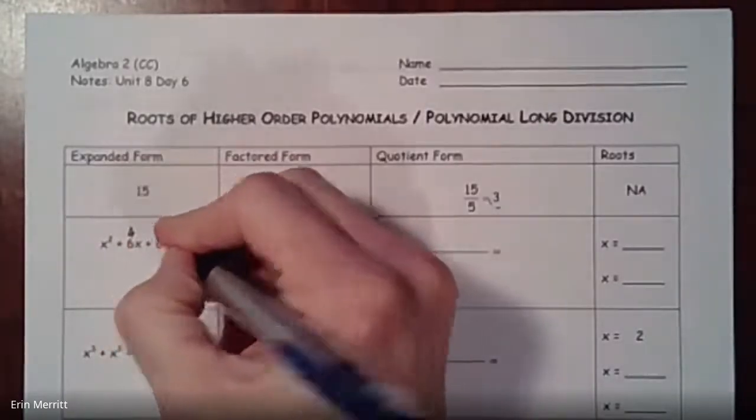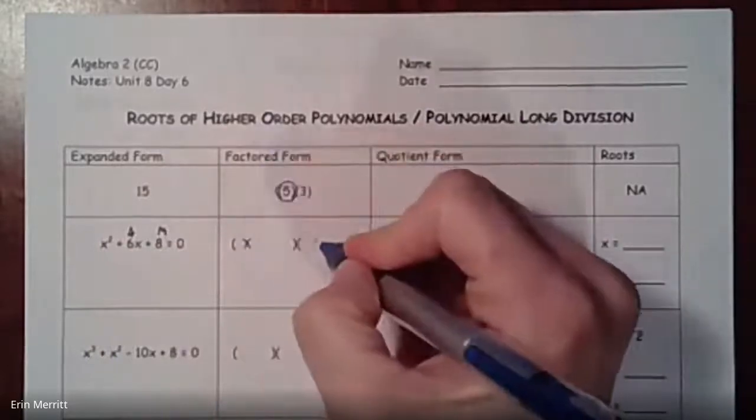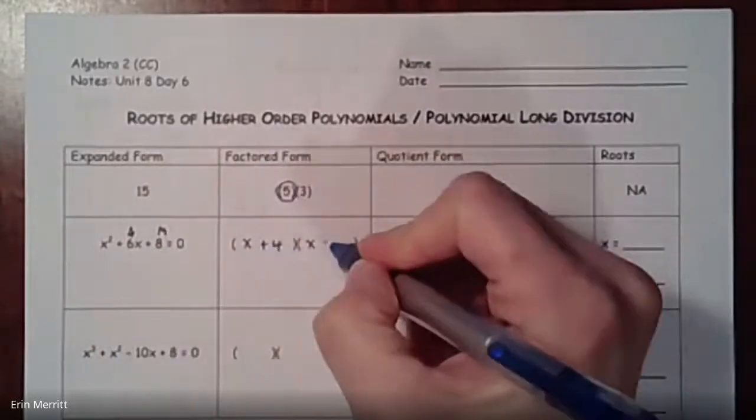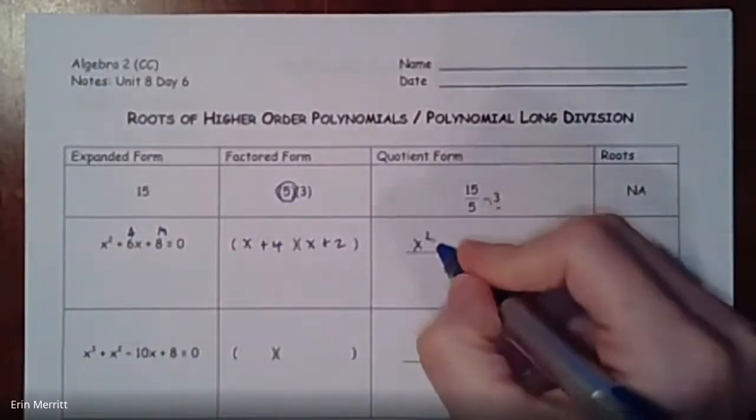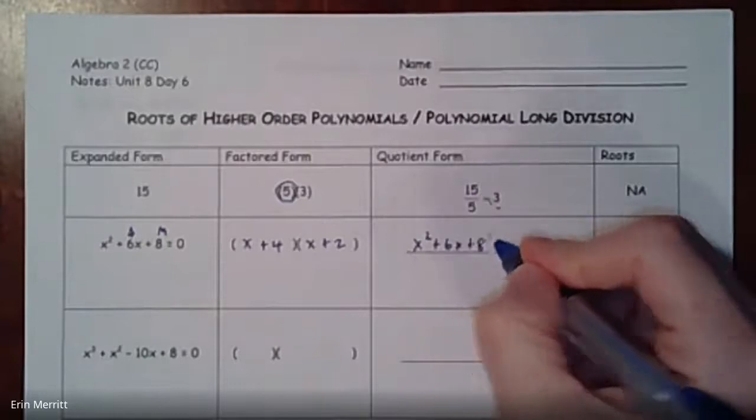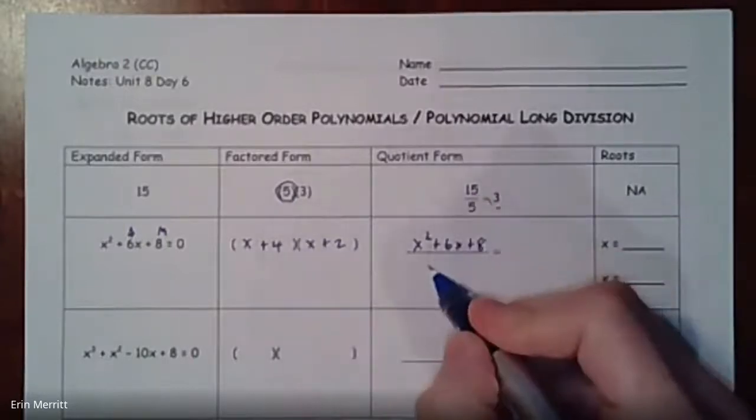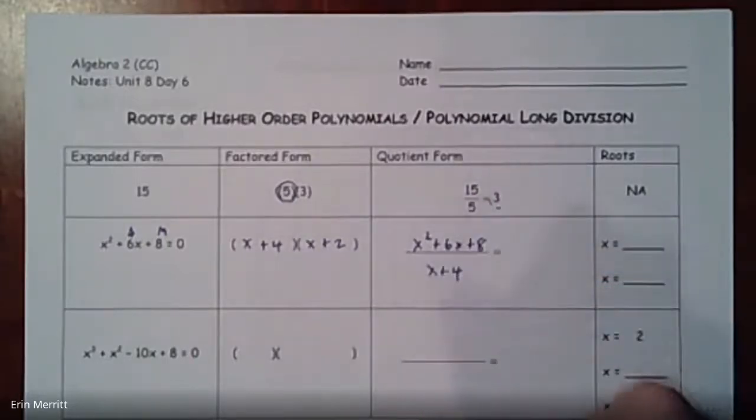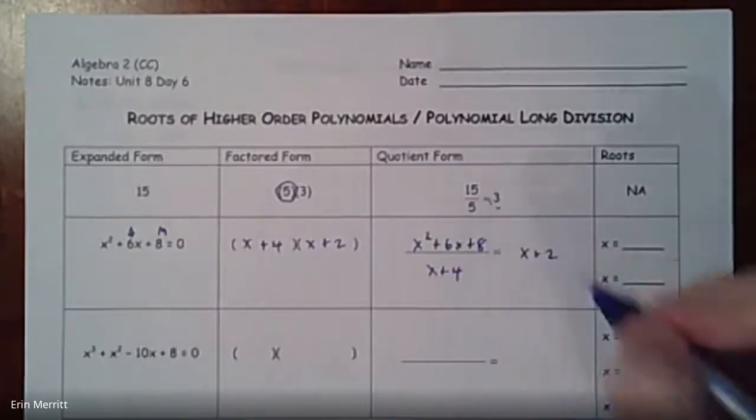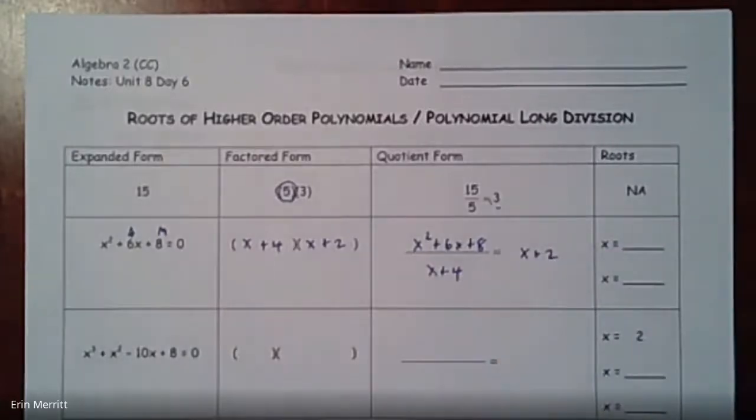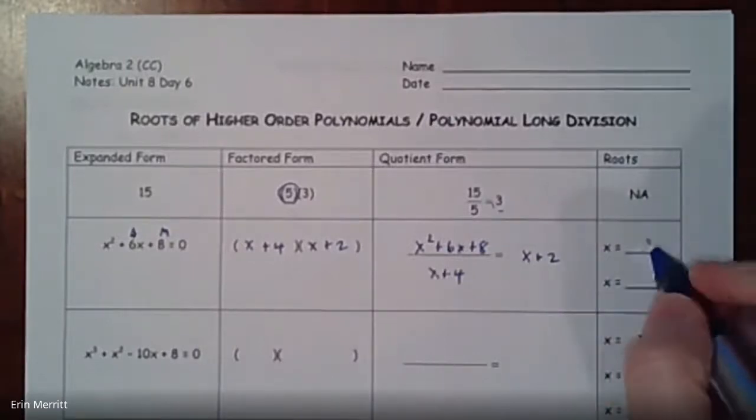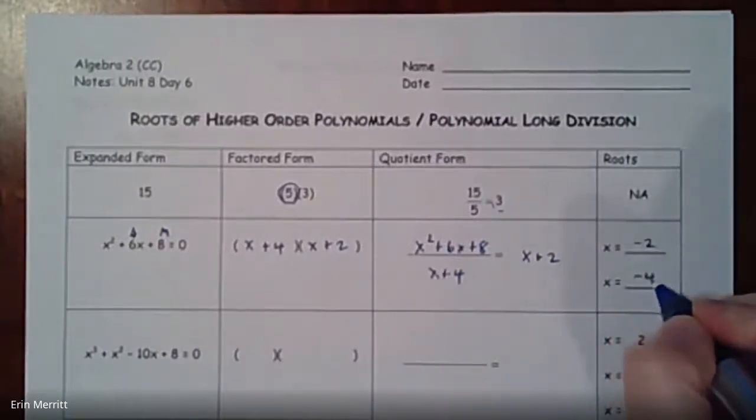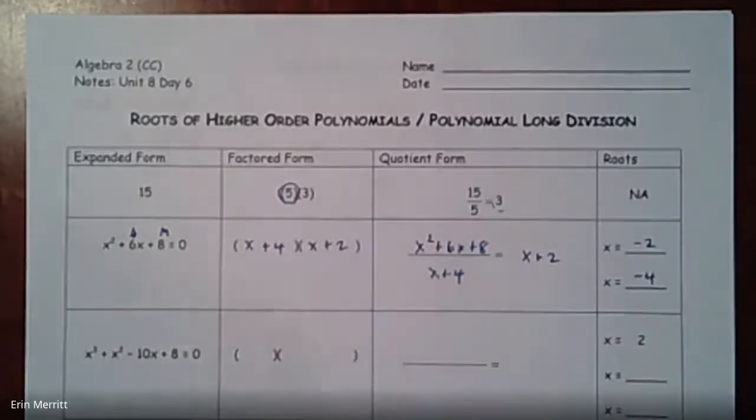What adds to 6 and multiplies to 8 would be x, and then plus 4 and plus 2. So with that same logic, it would go to show that if we did x squared plus 6x plus 8, and we divide it by one of these factors, so let's say x plus 4, then what it should produce would be x plus 2. And in this particular case, then we could find what the roots are. They would be -2 and -4 if we set each of those equal to 0.